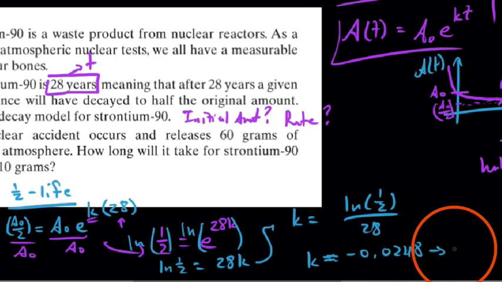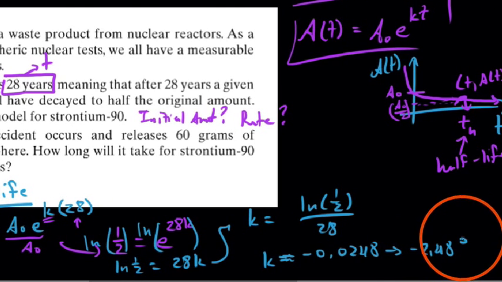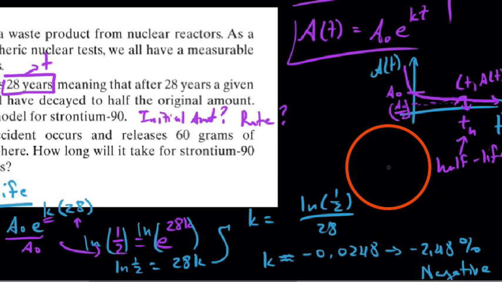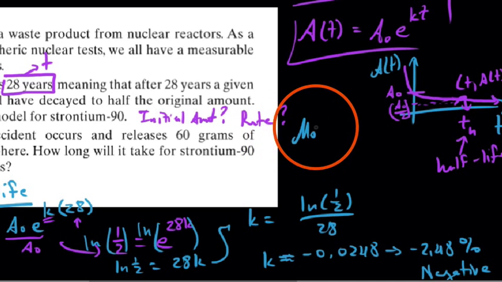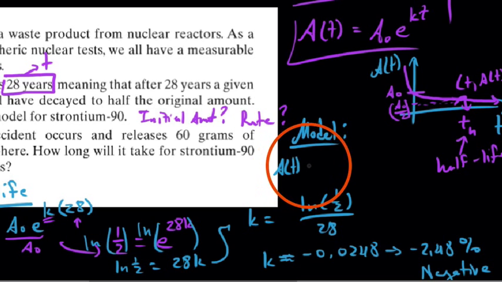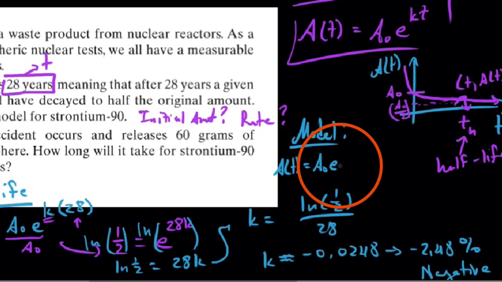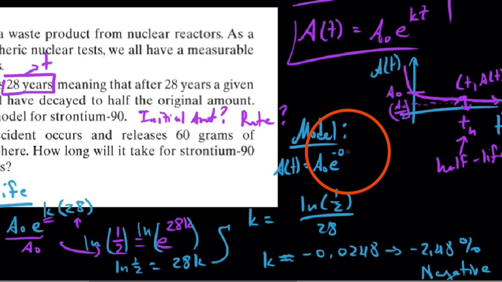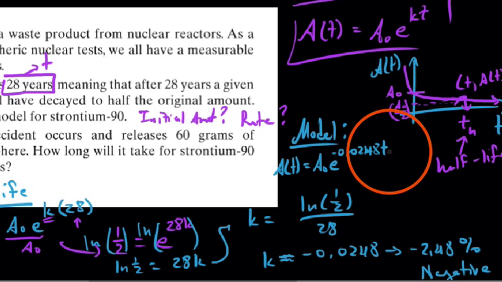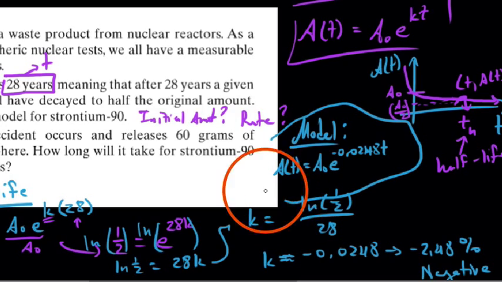And so what I want you to notice here is this is a rate of negative 2.48%. And so this is negative, indicating that we have a rate of decay. So in terms of our model, what is our model? At least we know this about our model. Whatever the amount is at a given time t, it's equal to the initial amount times e to the negative decay rate, 0.0248, and then time. So here is our model that we're going to use.